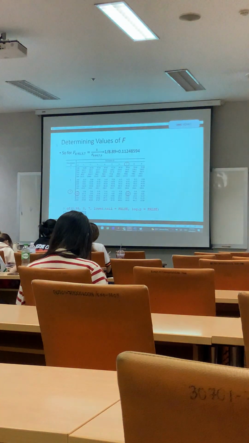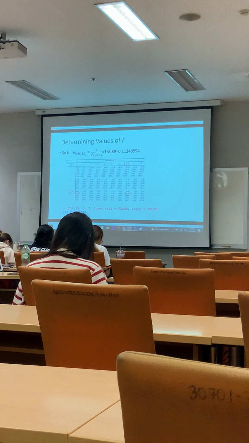So I want the area in the upper tail to be 95%, and I want the numerator degree of freedom to be 3, denominator to be 7. So what I have to do is find the reverse of it, which is 1 divided by F at 5%, and the numerator degree of freedom is 7, and denominator is 3, right? So you can look at this table.